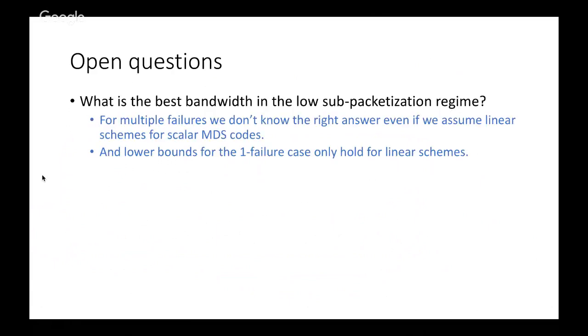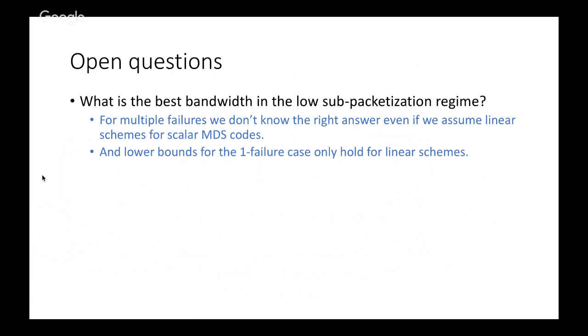So one question which I'm interested in, for both scalar MDS codes and for general regenerating codes, is what's the best bandwidth we can get in the low subpacketization regime? The high subpacketization regime, sort of meeting the cut-set bound, has really been studied quite a bit in regenerating codes. And now for scalar MDS codes, thanks to the work of Tamo, Ye and Barg, we know that at least Reed-Solomon codes can do this as well. But in the low subpacketization regime, much less is known.